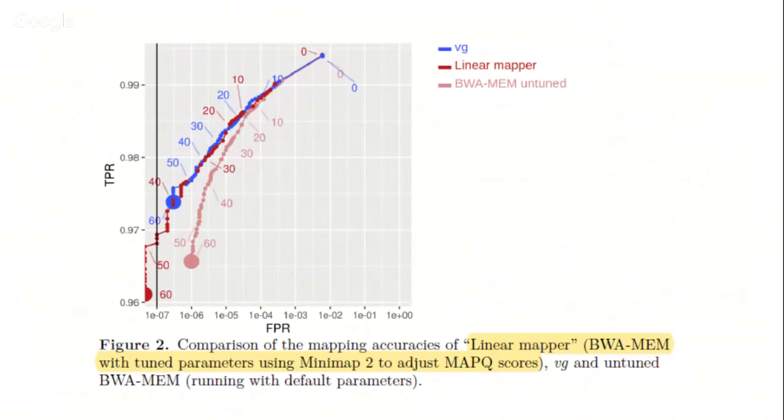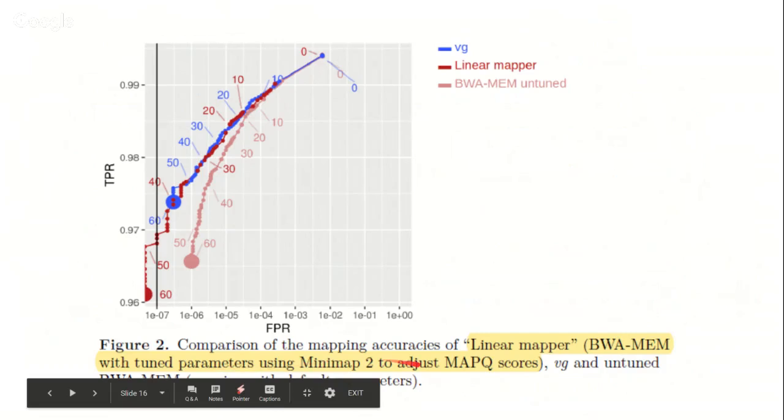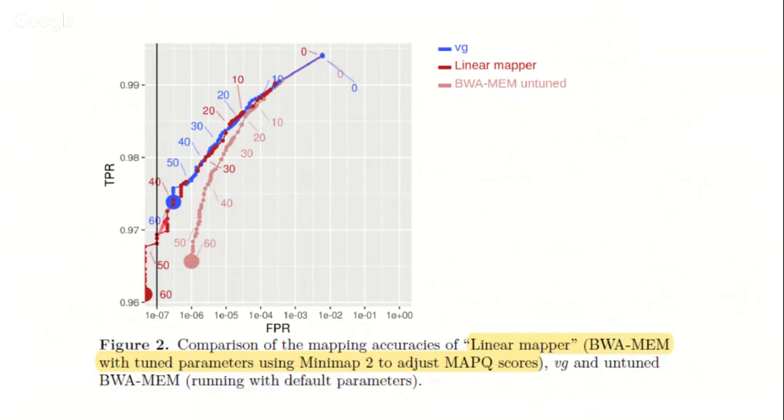How about linear mapping? Well, if this is the VG result, and we compare it with bwa-mem untuned here, bwa-mem untuned will be fast. It will do the read mapping quite fast for you, but it'll underperform compared to VG. But if we tune the linear mapper to adjust for sensitivity with the tuned parameters, using Minimap2 to adjust MAPQ scores, then it's about the same as VG. As you see here, the two colors overlapping for most of the stretch, right?